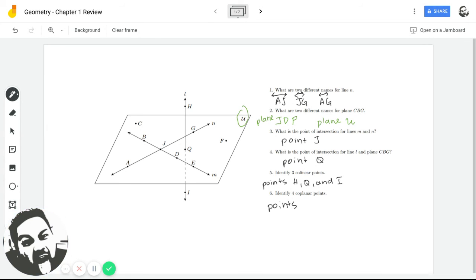and then I'm just going to start picking them. Points E, D, G, and F. And if you wanted to pick more, you could go C, A, B, J, G, right? All those points totally work, but we're going to go with that right there.